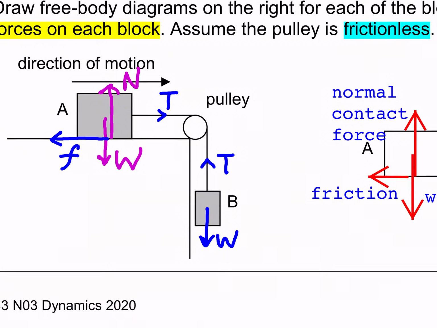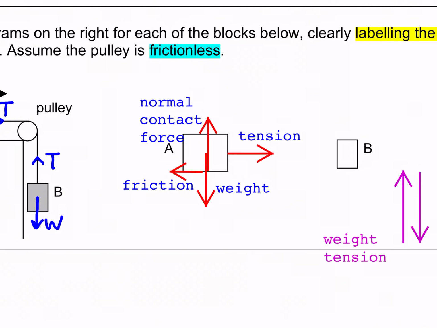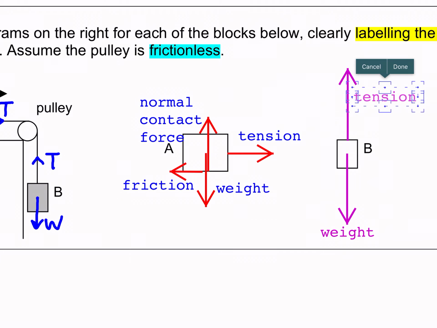Okay, so with that, now we can draw the free body diagram for B alone. B will have a weight from the center of the object, label it weight, and there's a tension. The rope starts from the top of the object B, so we draw the tension starting from there and label it tension. So we have free body diagrams of A and B separately.